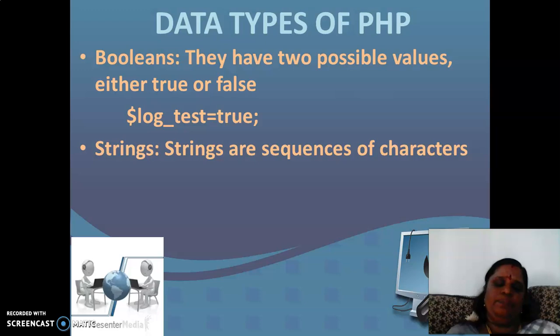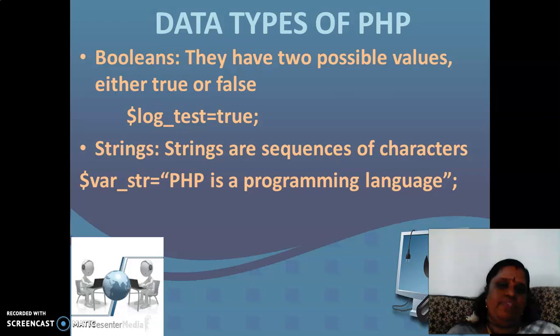The next one is string. Strings are a sequence of characters. Okay, what is meant by a character? A, B, C, D, right? So alphabets are called characters. So a sequence, a collection of characters, is called a string. Example, this variable string consists of a collection of characters, words. See, PHP is a programming. Each one is a character, and the whole sequence of characters, words together, forms the string.